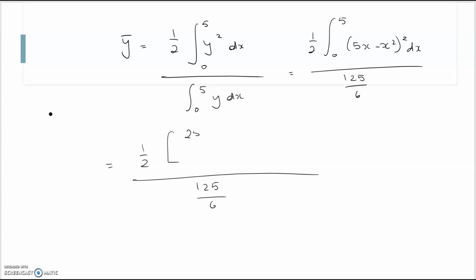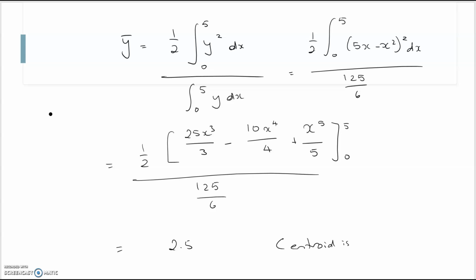Then once you've done it, you should be looking at putting in your limits into here. Doing the number crunching, and bingo, 2.5 again. So the centroid is at 2.5.